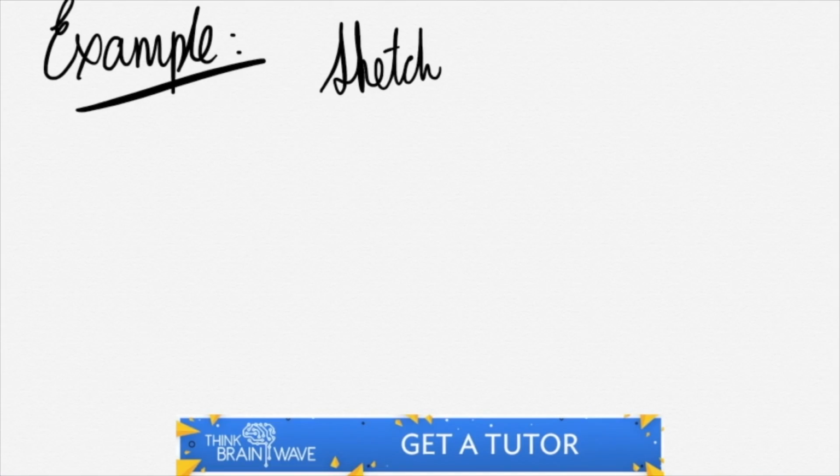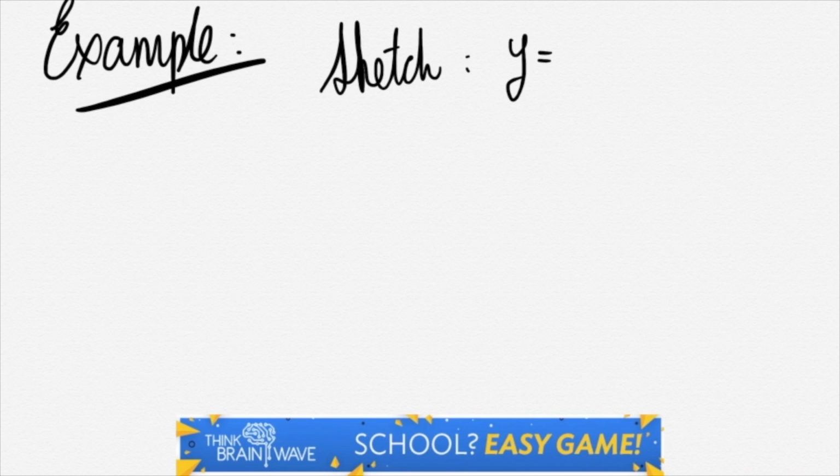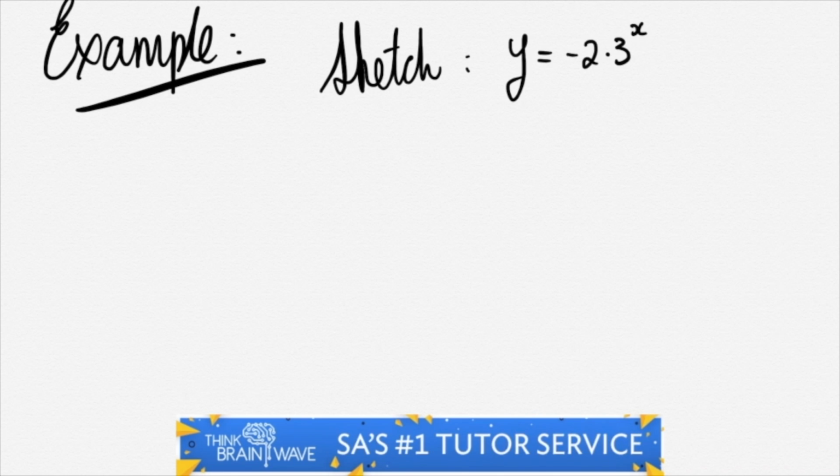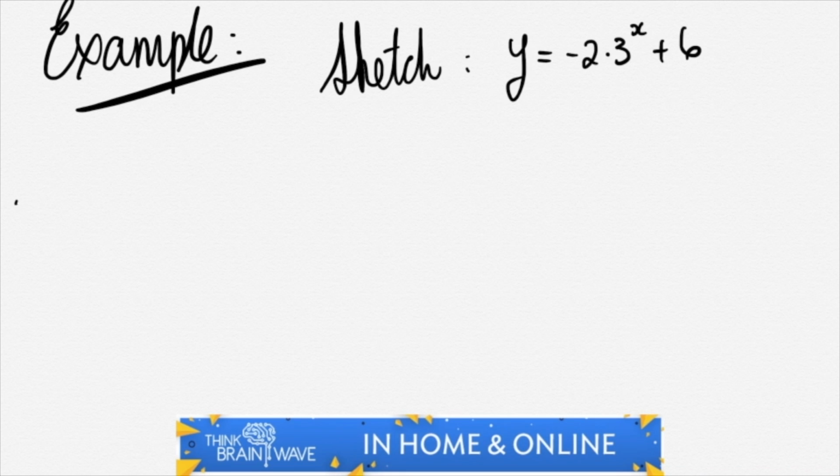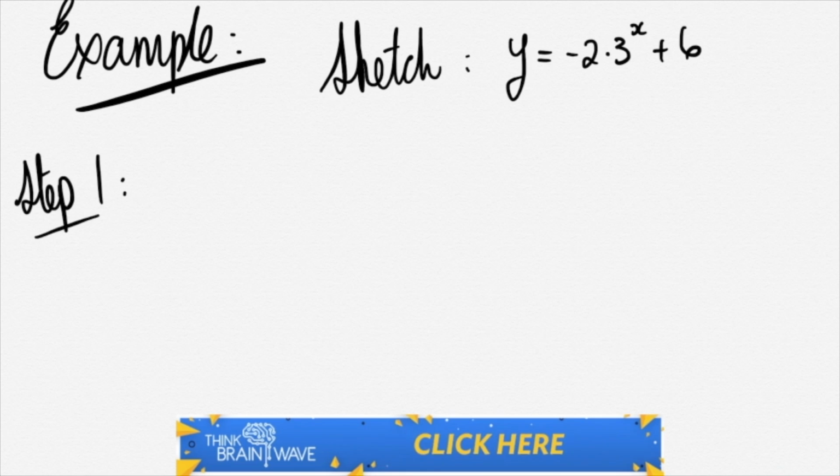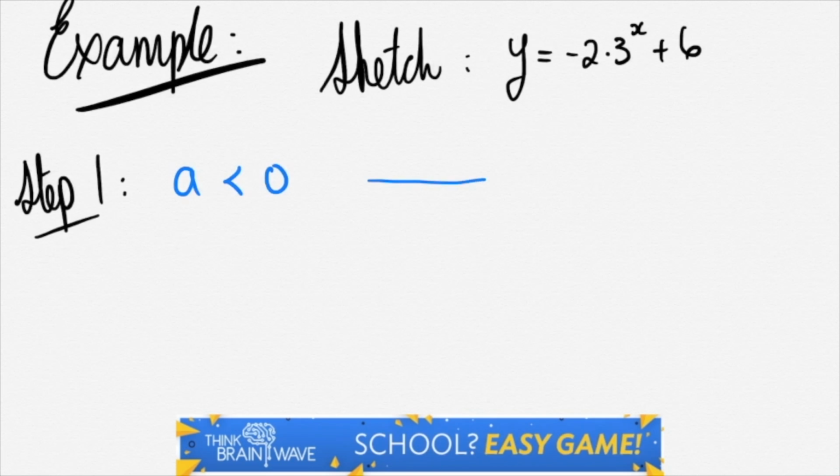Let's do another example. Let's sketch the graph of y is equal to -2 times 3 to the power of x plus 6. Our step one, we quickly can see that we've got an upward shift of 6 units. We've got a negative a and a value for b that is greater than 1. So we need to apply those valid rules.